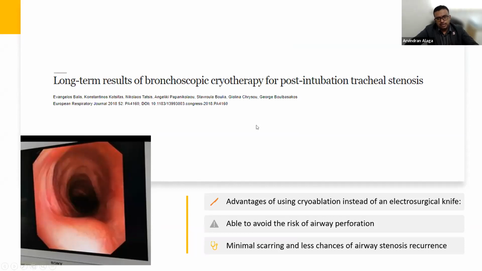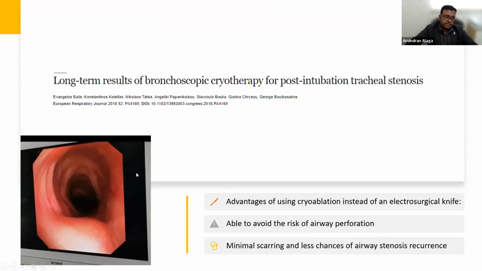So when I did further research, there's only one paper I could find: long-term results of bronchoscopic cryotherapy for post-intubation tracheal stenosis. This paper says the advantage of using cryoablation instead of an electrosurgical knife is that it avoids the risk of airway perforation, with minimal scarring and less chance of airway stenosis recurrence. But in this paper, they did use the electrosurgical method, like APC, as well.